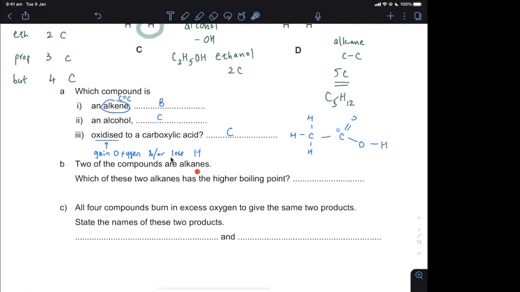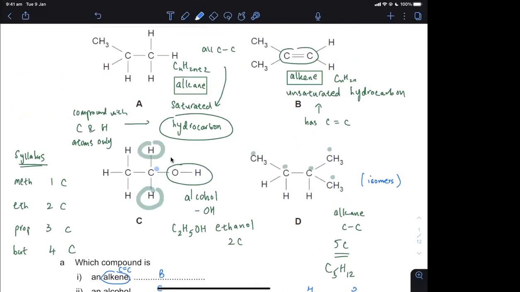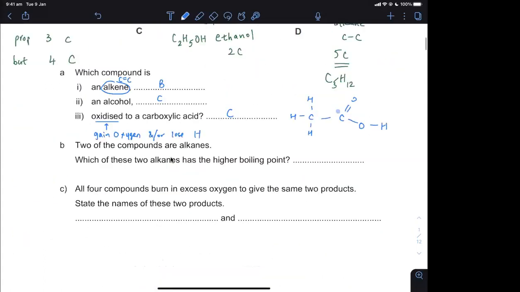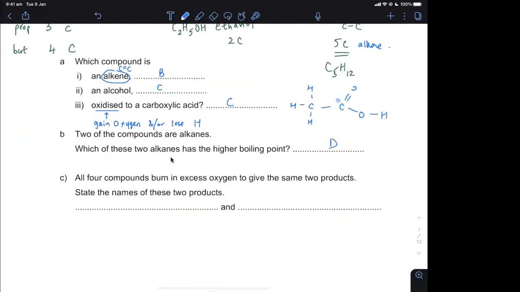2 of the compounds are alkanes. So the alkanes are A and D. If you look at A, 1 carbon, 2 carbon, 3 carbon. So A is a 3-carbon alkane, whereas D, just now I said it's a 5-carbon alkane. The 5-carbon alkane has a longer chain. So as you have learned in fractional distillation, longer chain, higher Mr. So there are more electrons in the molecule. So higher Mr, therefore higher boiling point.